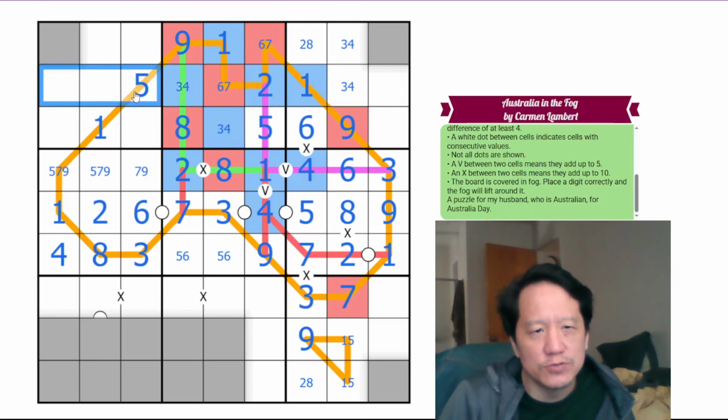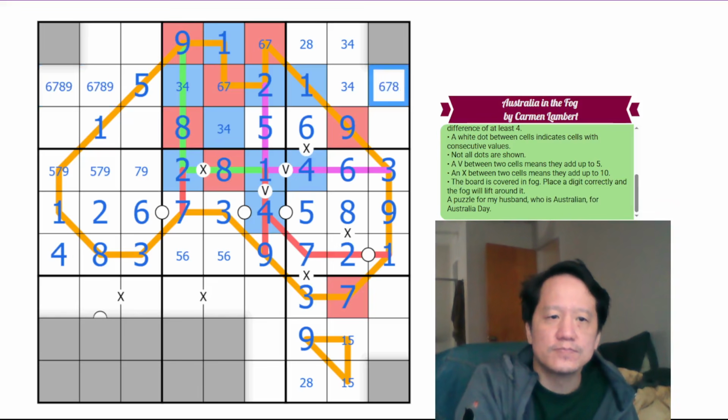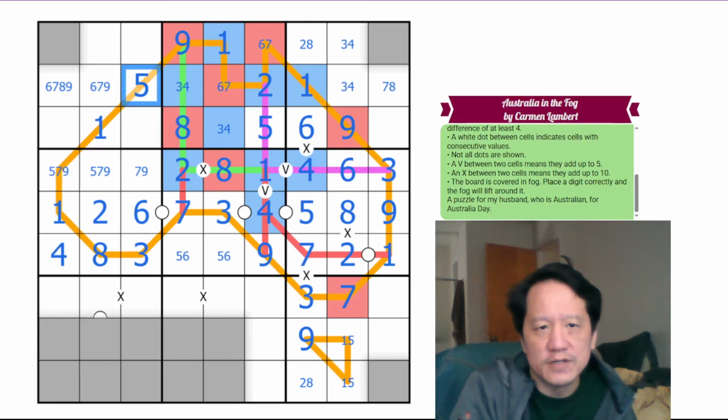Remaining digits in row 2 are 6 through 9. No 9 here because of 9, or no 6 here either, because of 6 and 9 in the box. No 8 here because of 8 in the column. This could be 5, 7, or 9, so that still satisfies that.